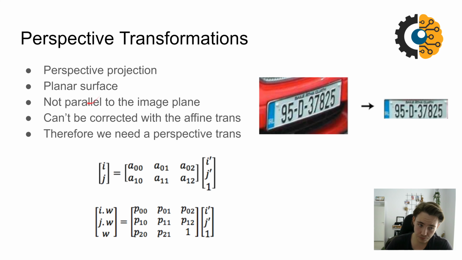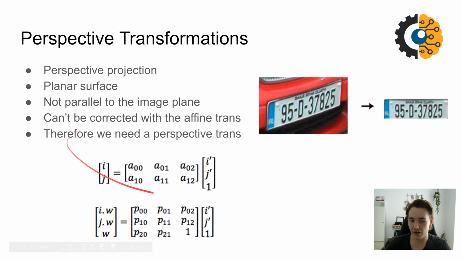So when we do this perspective projection, the scene is not parallel to the image plane, and then we can just apply that perspective transformation and get a perspective image of the actual image. It can't be corrected with the affine transformation, and therefore we need to do this perspective transformation, because we can make a bird's-eye view from it.